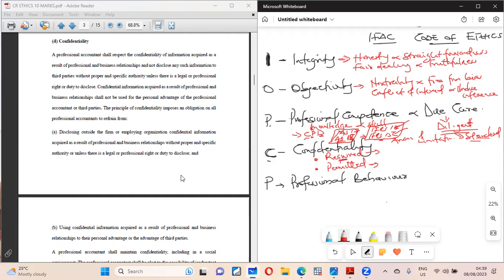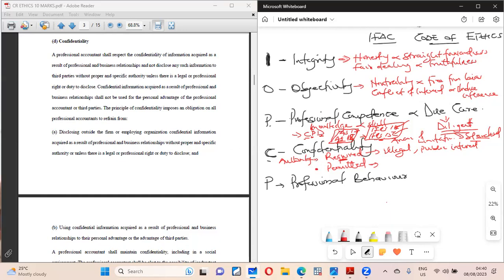The required aspect is when the thing is illegal. The company you are working with is doing something illegal, and it is in the public interest for you to disclose it to the authorities. Who are the authorities? ICA, the Auditor General, and all those things. So please take note of that.